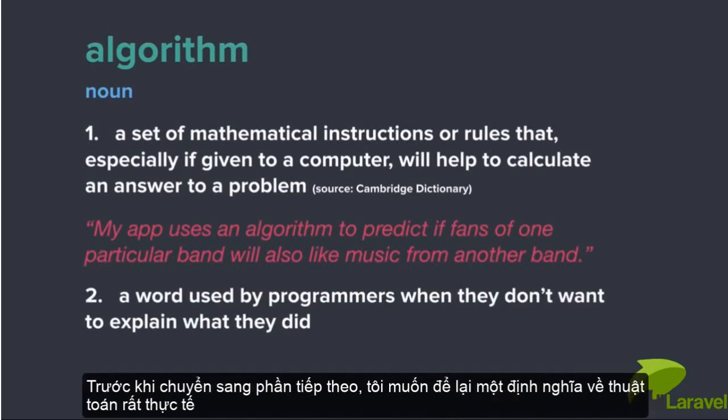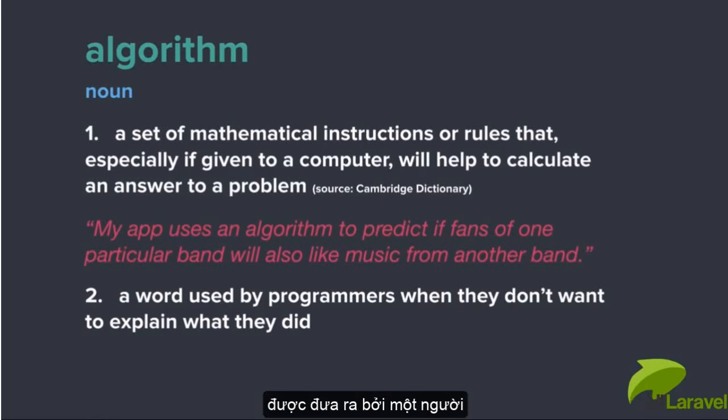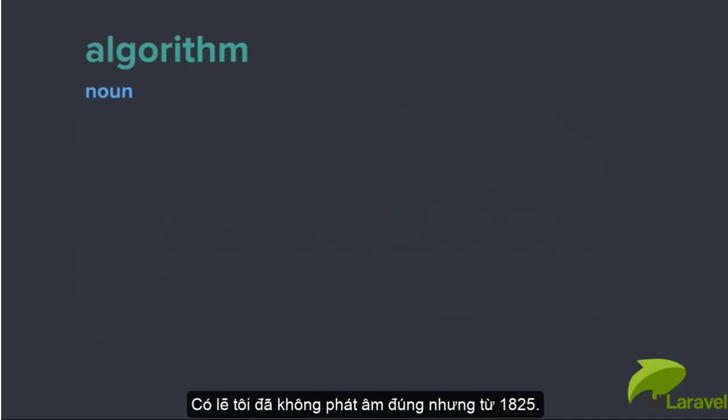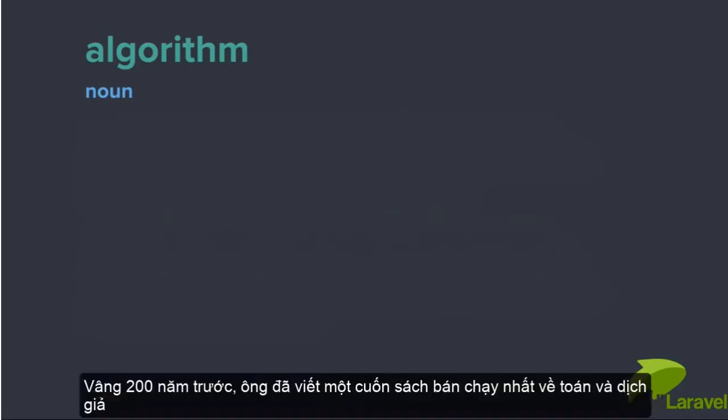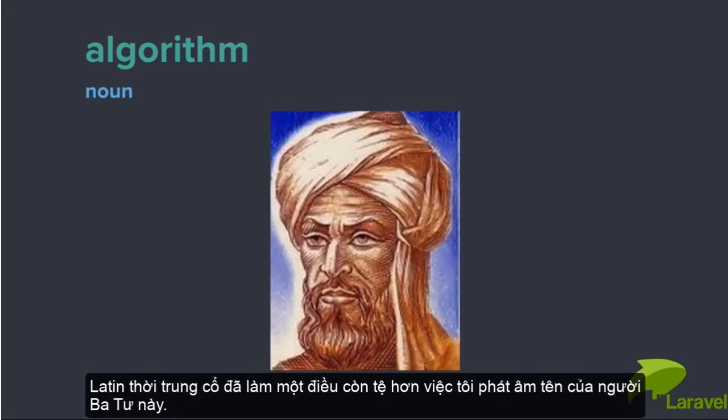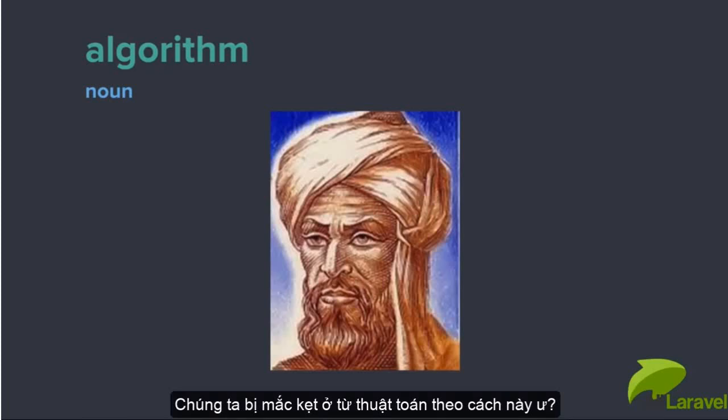So before moving on to the next lesson, I'm going to leave you with a fun fact. The word algorithm actually gets its name from a guy, right? Muhammad ibn Musa al-Khwarizmi. Al-Khwarizmi, algorithm. Now, I probably didn't pronounce that right, but 1,200 years ago, this guy wrote a best-selling book in mathematics. And the Latin translators in the Middle Ages did an even worse job than I in pronouncing this guy's Persian name. So that's how we get stuck with the word algorithm. So anyhow, on that bombshell, I'll see you in the next lesson.